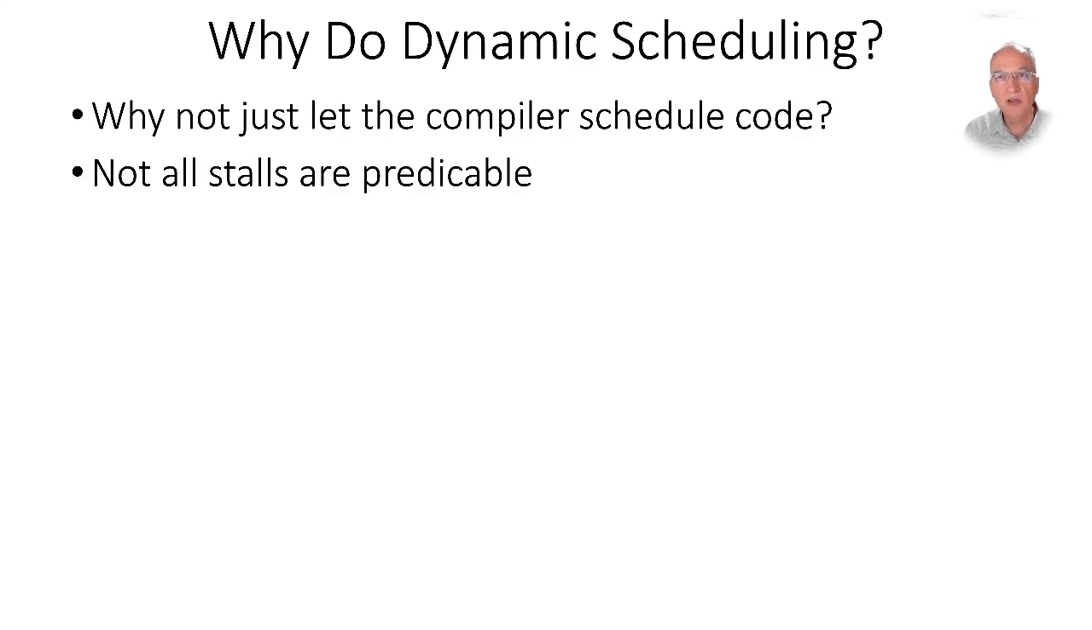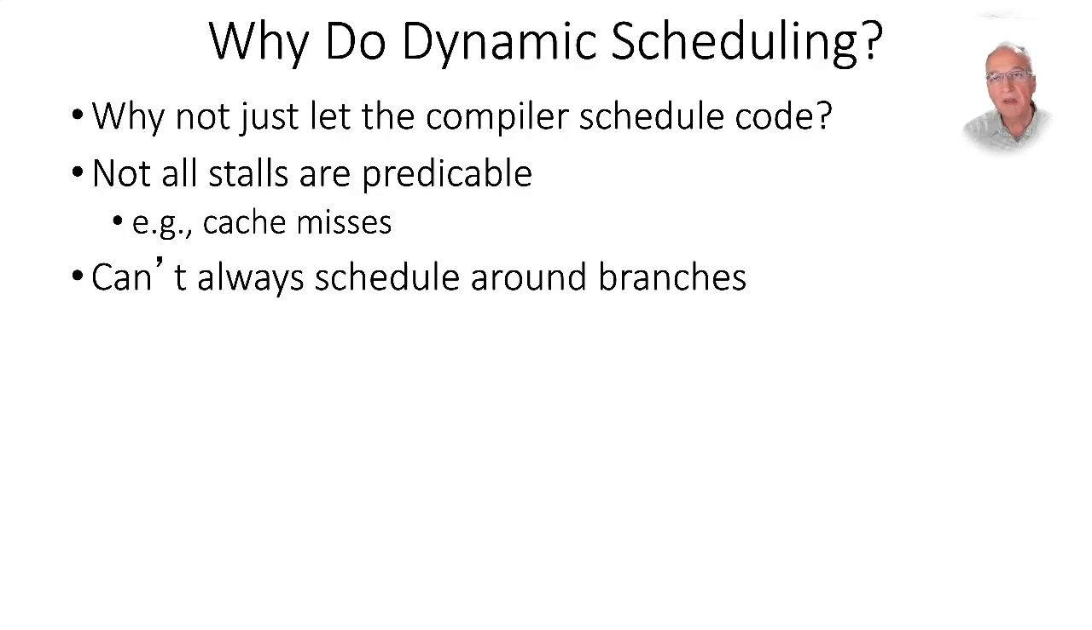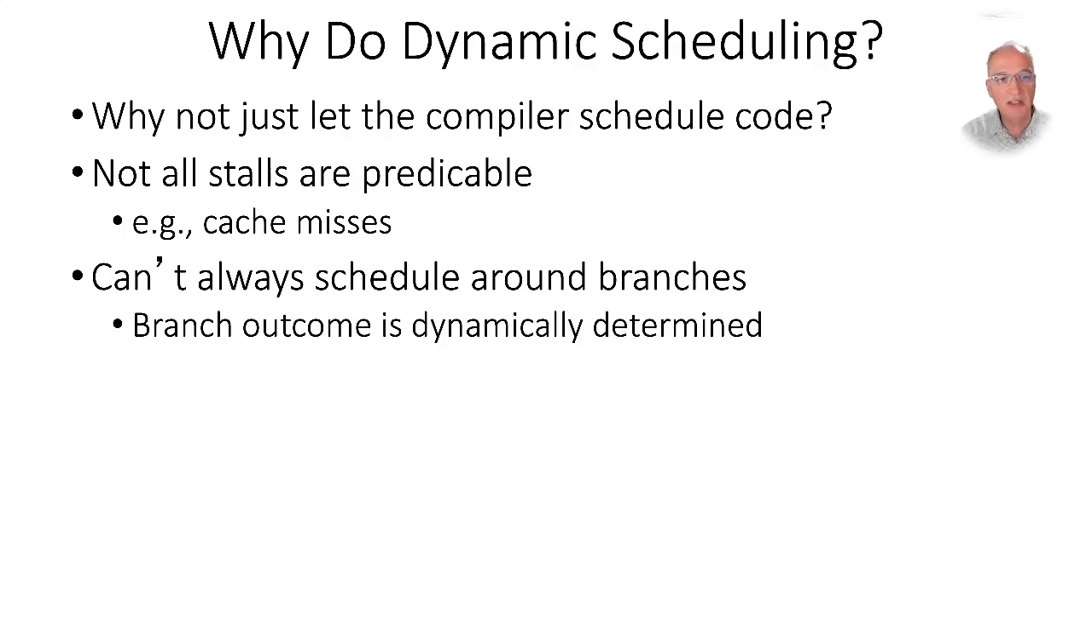The first thing is that not all stalls are predictable, so it may be hard for the compiler to have a full picture of which data is available when during the execution of the program. For example, we may have cache misses that produce different delays. And the other thing is that it may be difficult to do scheduling around branches all the time, and the branch outcome is dynamically determined.